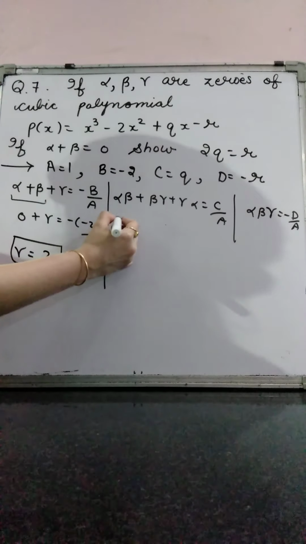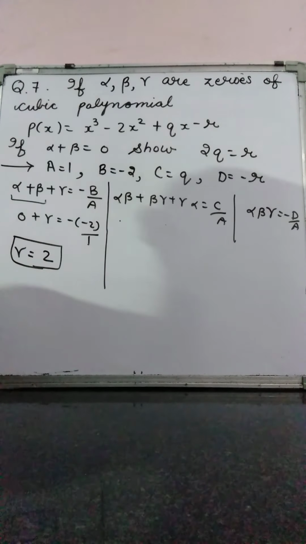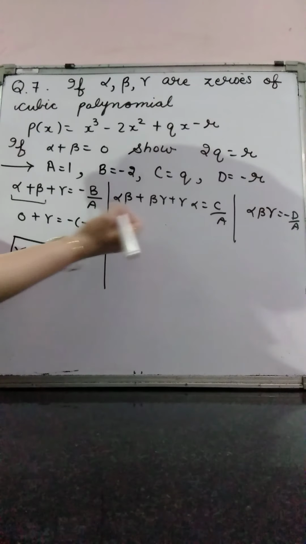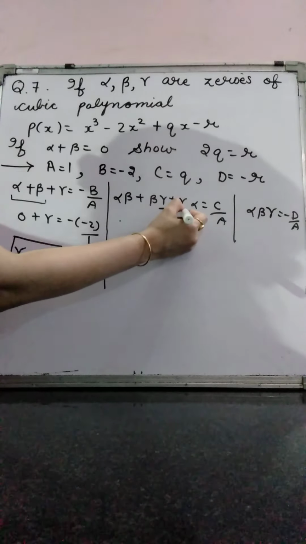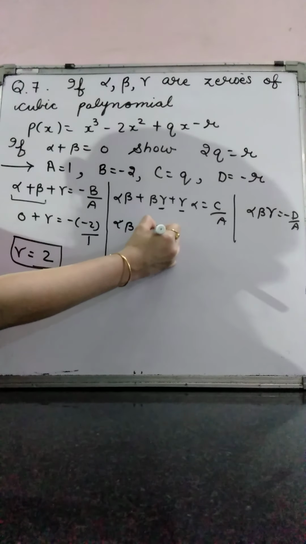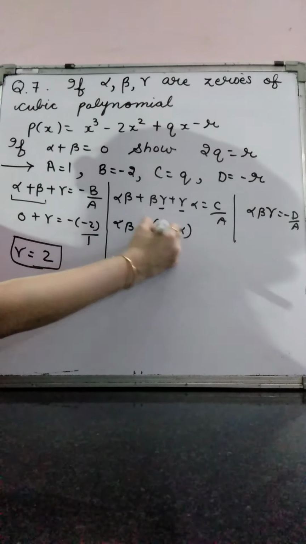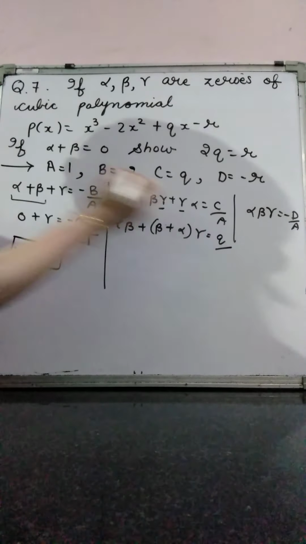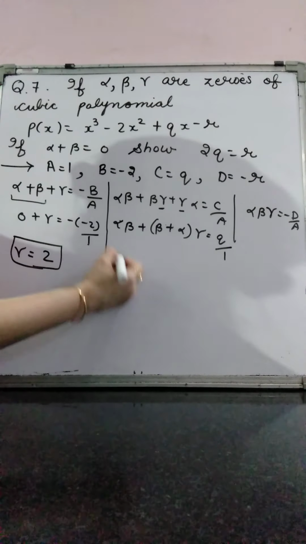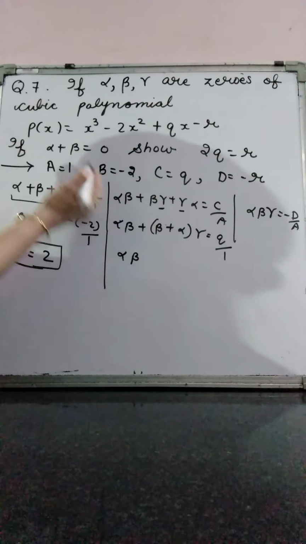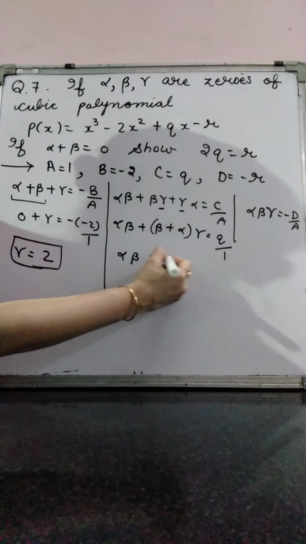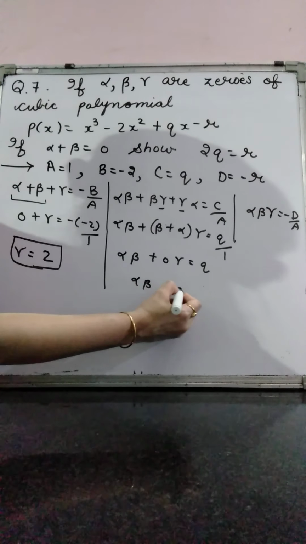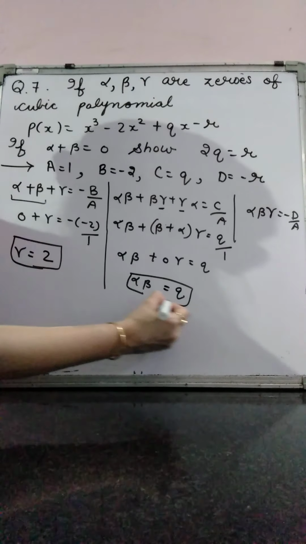Here the value of alpha beta plus beta gamma plus gamma alpha is equal to c by a. First of all, take gamma common. You get beta plus alpha. Now substitute the value of c, that is q, the value of a, that is 1. Alpha beta, the value of alpha plus beta is 0. 0 into gamma will be 0. So the value of alpha beta is q.